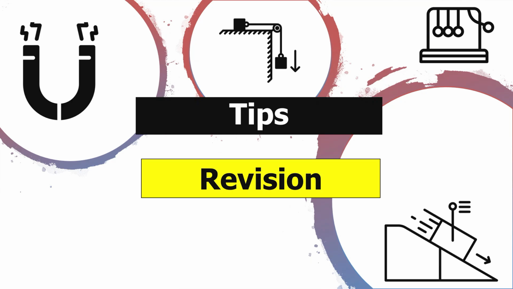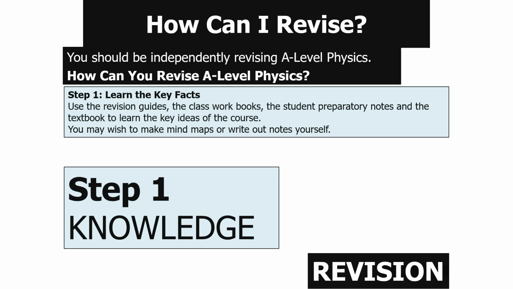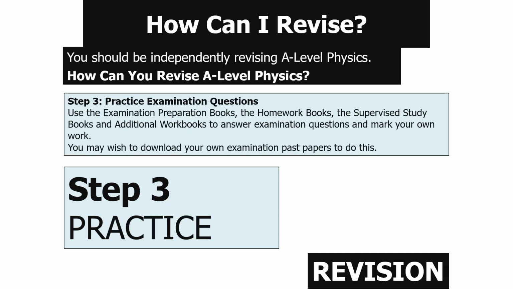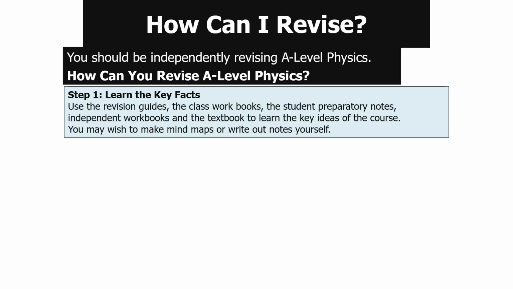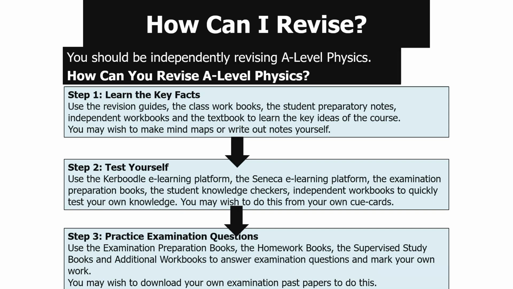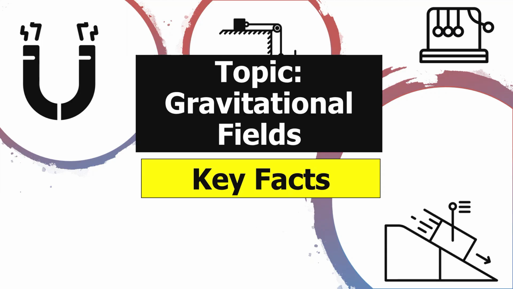How should you be revising for A-Level AQA Physics? Firstly, you should be learning the key facts, so use revision guides, class workbooks, student prep notes and the textbooks to learn the key ideas of the course. Then test yourself. Use the Caboodle Knowledge Platform, the Seneca Learn Platform, the Student Knowledge Checker to quickly test your own knowledge. Finally, practice exam-style questions. Use exam prep books, homework books, supervised study books, additional workbooks to answer exam questions and mark your own work. So the three steps of preparing for the exams are: learn the key facts, test yourself and practice exam-style questions. So, what are the key facts concerning gravitational fields?